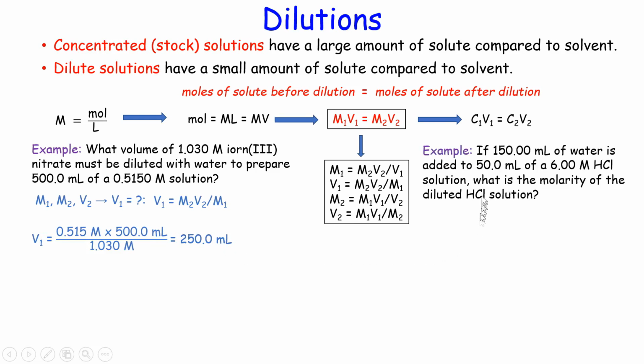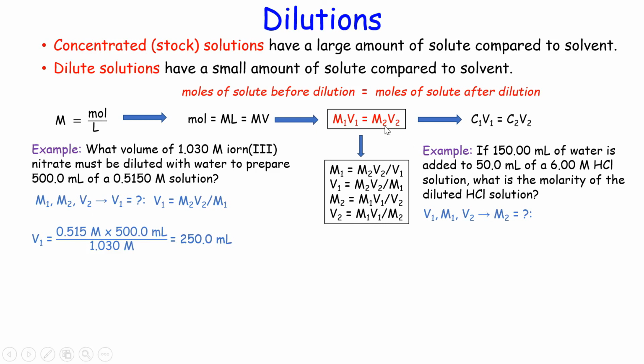Let's work on another one. If 150 milliliters of water is added to 50 milliliters of a 6 molar hydrochloric acid solution, what is the molarity of the diluted hydrochloric acid solution? So what do we know? We know the volume and the molarity before the dilution, and we also know the volume after the dilution. So we just need to find the molarity after the dilution. We need to find M2.